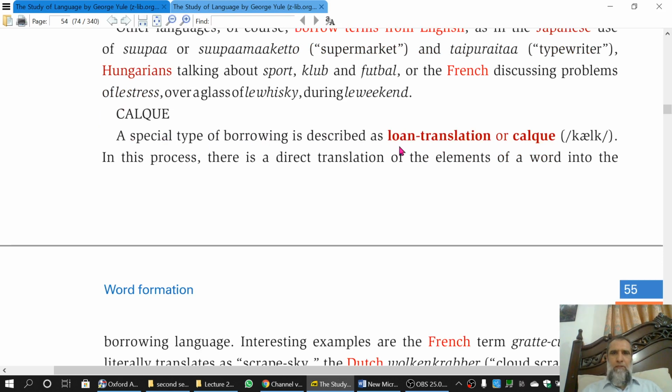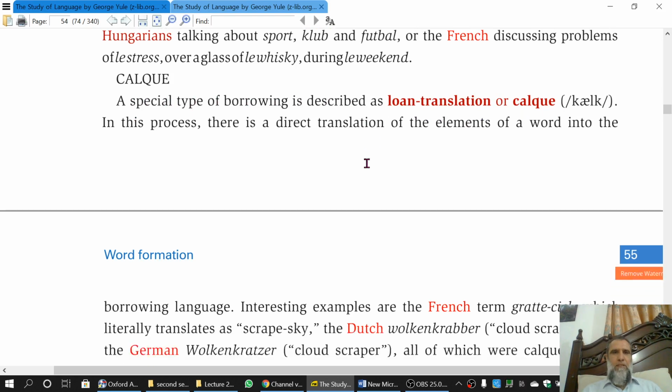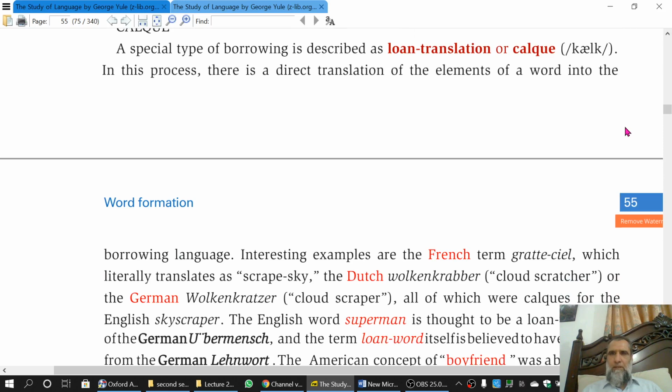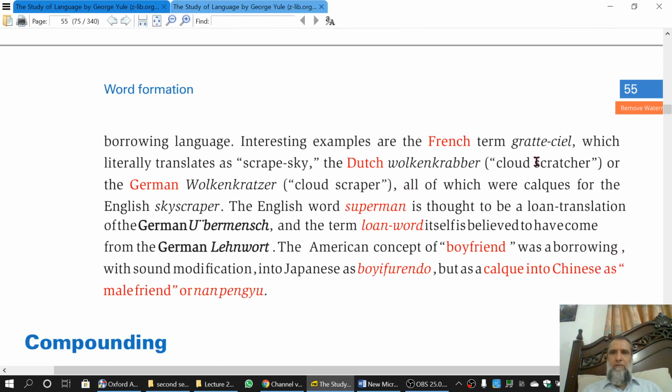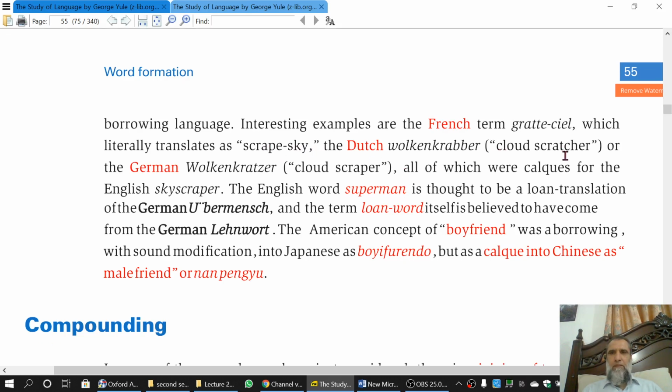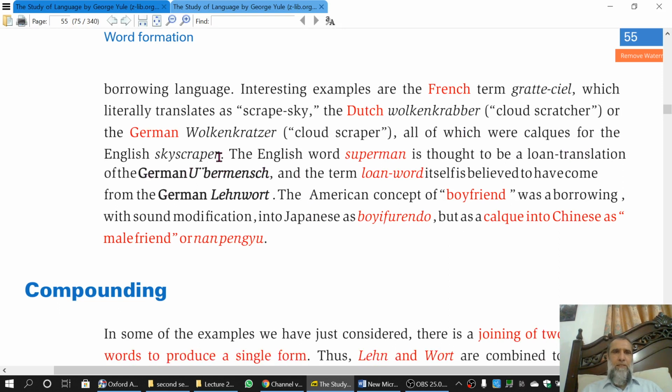Calque, a special type of borrowing, is described as loan translation. In this process there is a direct translation of the elements of a word into the borrowing language. Interesting examples are the French term gratte-ciel, which literally translates as scrape sky, the Dutch wolkenkrabber, meaning cloud scratcher, and the German Wolkenkratzer, meaning cloud scraper, all of which were calques for the English skyscraper.